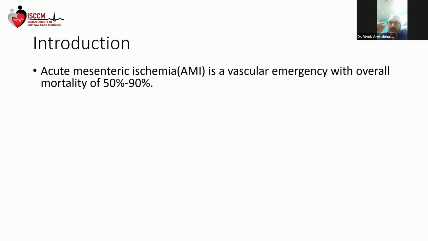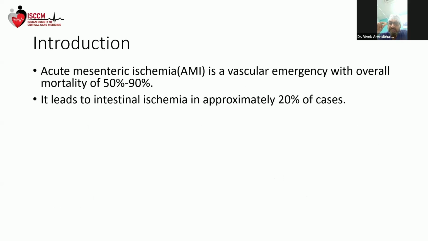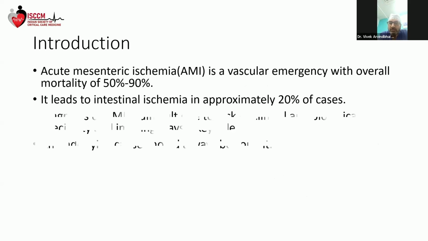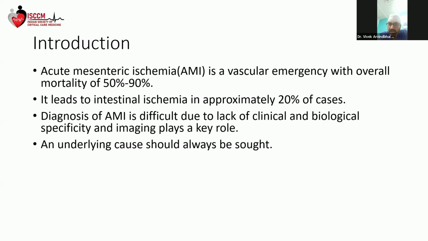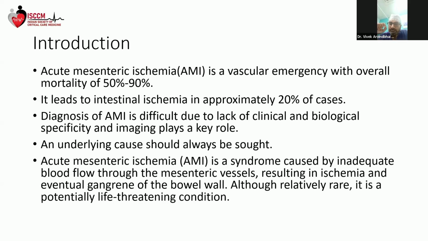So acute mesenteric ischemia is a vascular emergency with overall mortality of 50 to 90%. It leads to intestinal ischemia in approximately 20% of cases. And diagnosis of acute mesenteric ischemia is difficult due to lack of clinical and biological specificity, and imaging plays a very key role. The underlying cause should always be sought. So, by definition, acute mesenteric ischemia is a syndrome caused by inadequate blood flow through the mesenteric vessels, resulting in ischemia and eventual gangrene of the bowel wall. Although relatively rare, it is a potentially life-threatening condition. So, whenever you come across this kind of presentation, you have to have mesenteric ischemia as one of the differential diagnoses in your mind.